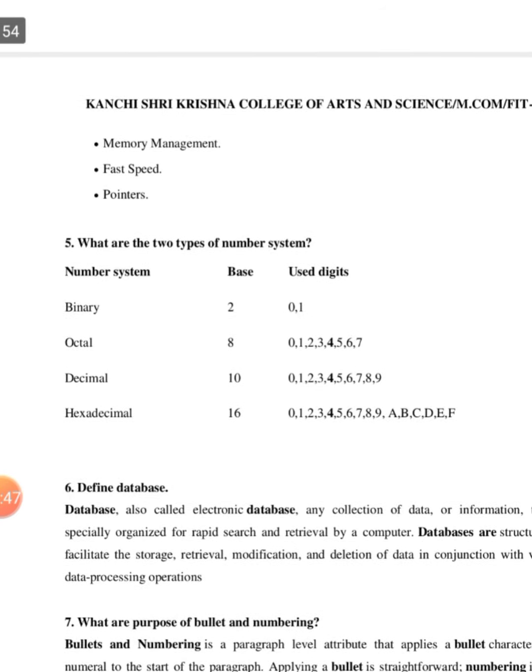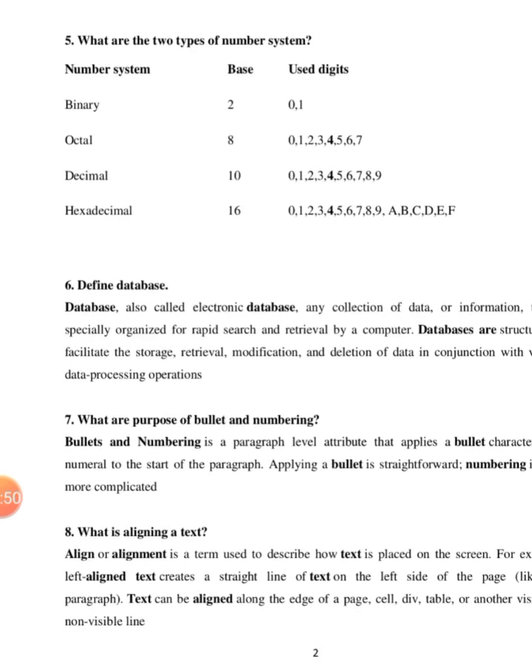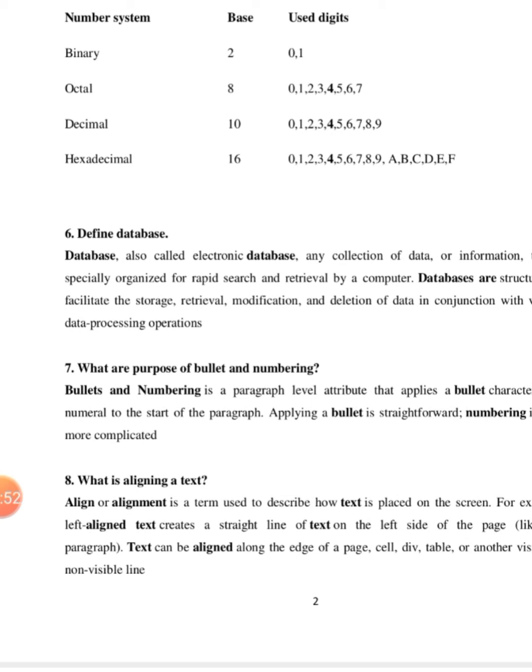Fifth one is what are the types of number system? Number systems are of four types: binary, octal, decimal, hexadecimal. Binary number system's base, if you look, is 2, and the used digits are 0 and 1. Octal means base 8, digits 0 to 7. Decimal means base 10, digits 0 to 9. Hexadecimal means base 16, digits 0 to 9 and A, B, C, D, E, F. These are the used digits.